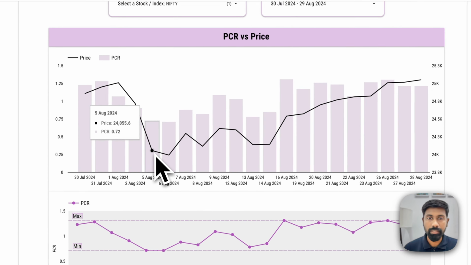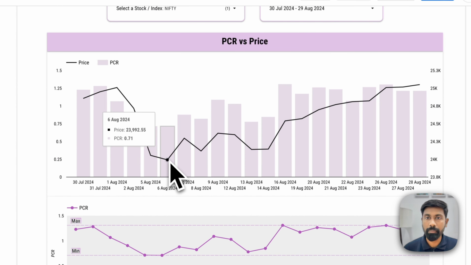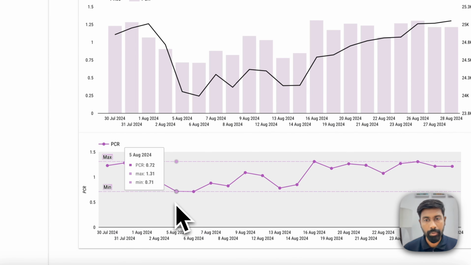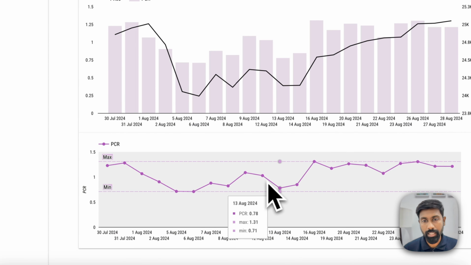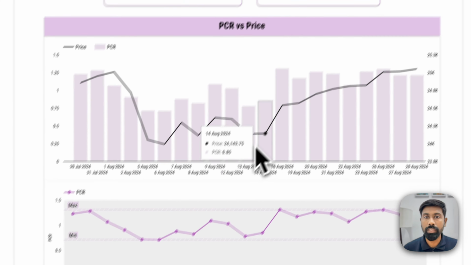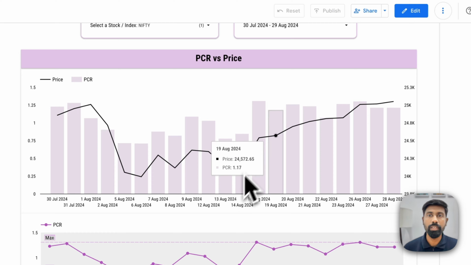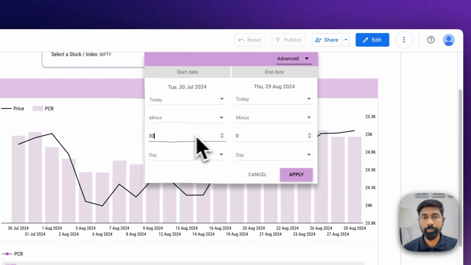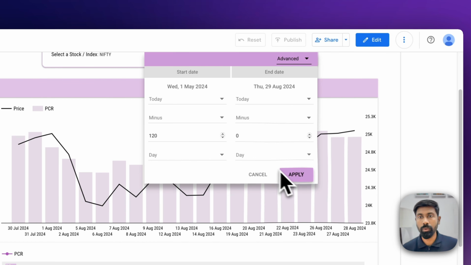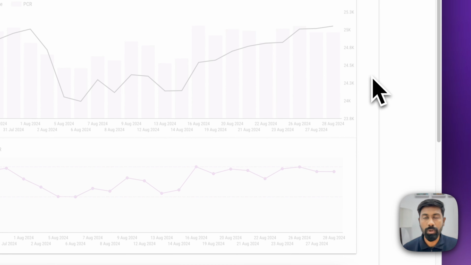You can see here price also went down, but then from there price has shot up. These are clear indications that market is bottoming out. For example, here you see PCR has fallen and then it has again reversed and moved up. So these are indications of bottoms. Let me just show you more days. Let me just put 120 days. We'll look at PCR trend of Nifty for the last 120 days.